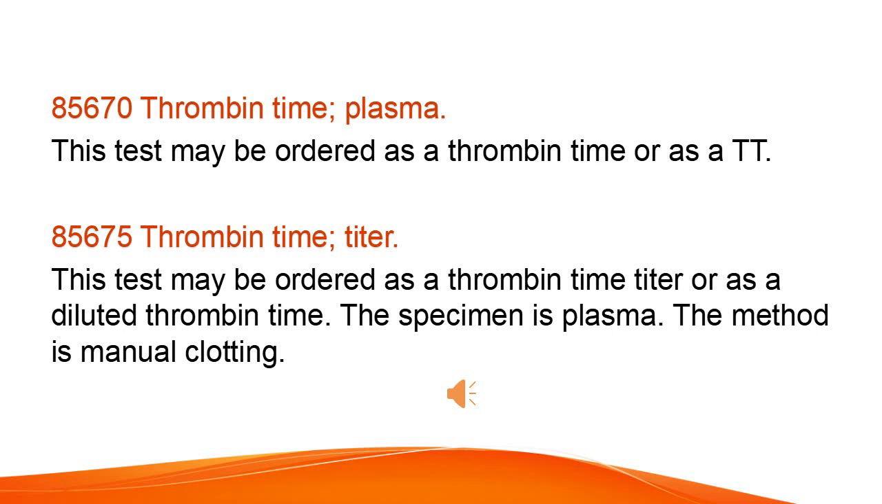Thrombin time, plasma. This test may be ordered as a thrombin time or as a TT. Thrombin time, titer. This test may be ordered as a thrombin time titer or as a diluted thrombin time. The specimen is plasma. The method is manual clotting.